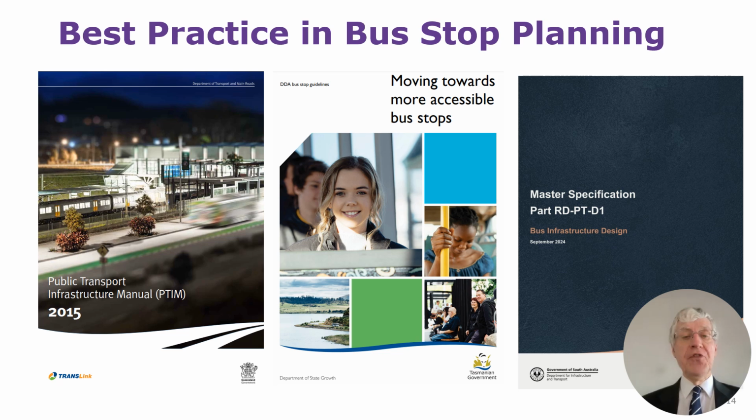Three other examples of bus stop and shelter design guidelines developed by state governments are shown here, with the Public Transport Infrastructure Manual prepared by TransLink in Queensland in 2015, moving toward more accessible bus stops from the Tasmanian government. This is supported with a bus shelter design guide and a program to fund and implement all-weather bus stops throughout Tasmania using a bus stop assessment framework.